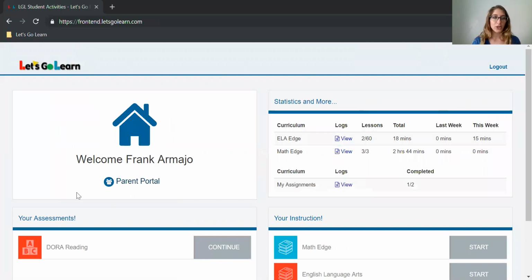Now you'll find your student's account. Here you want to check, make sure you have the right name, and then you're going to click on the parent portal.